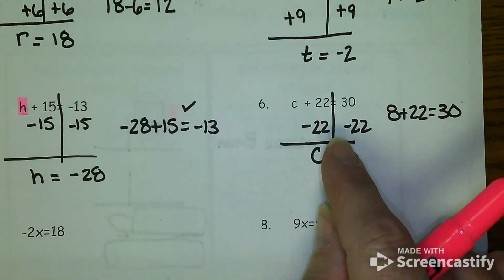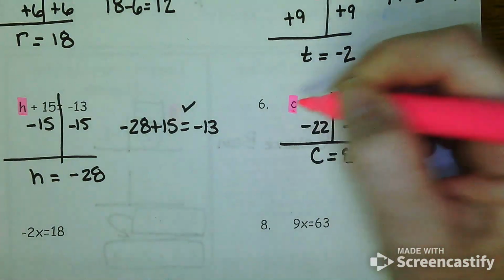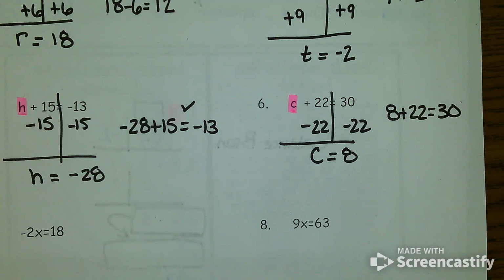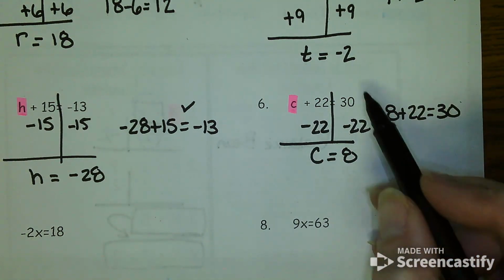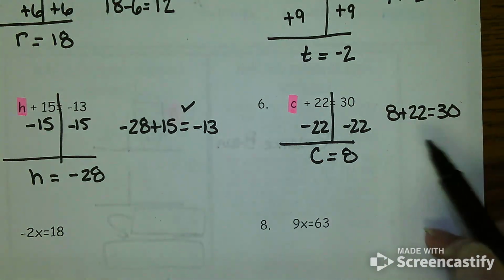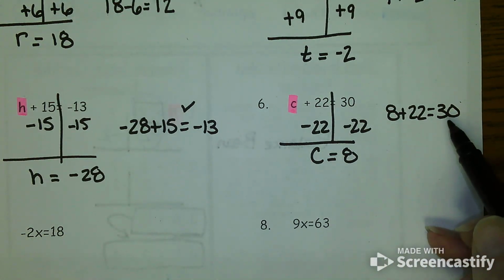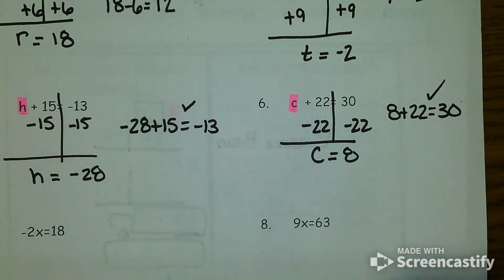The last adding and subtracting problem, I want to isolate the letter C, so I get rid of the 22 by subtracting it. So 30 and negative 22, or 30 minus 22, is 8, which means 8 plus 22 is 30. So now we're going to pause the video, and you're going to work on some multiplying and dividing.